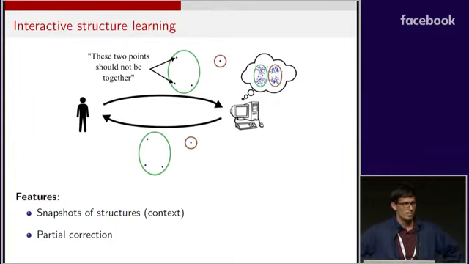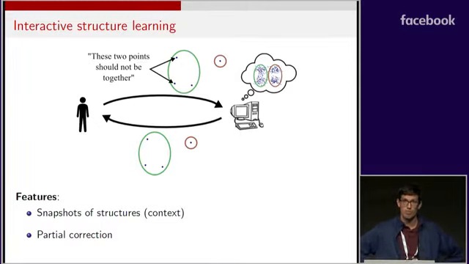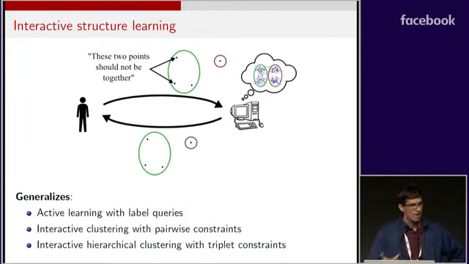There are a couple of nice properties of this protocol. The first one is that providing these snapshots provides context and hopefully elicits more accurate feedback. Additionally, by only requiring the user to provide partial correction, we also should hope to elicit more confident responses from the users. Finally, this framework is extremely generic. It actually generalizes active learning and interactive clustering among other tasks. So addressing things at the interactive structure learning level actually leads to efficient algorithms in all of these settings as well.